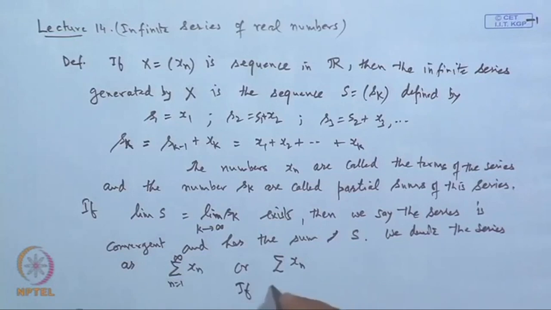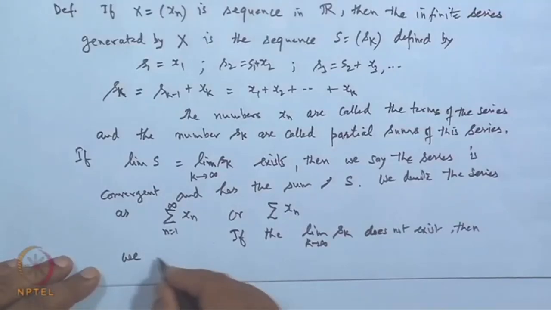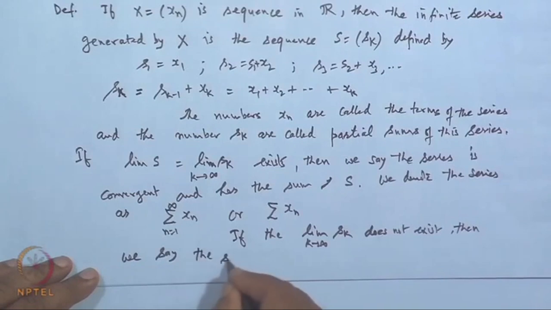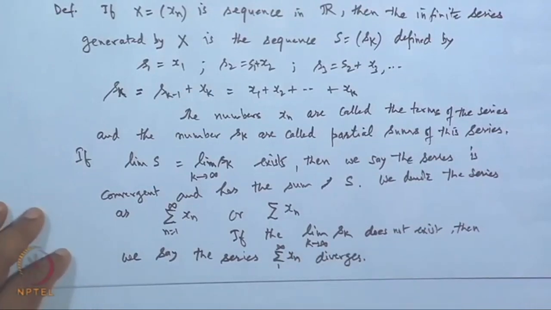If the limit of sk when k tends to infinity does not exist, it means either it is plus infinity or minus infinity or has various limits, then we say the series sigma xn from 1 to infinity diverges.